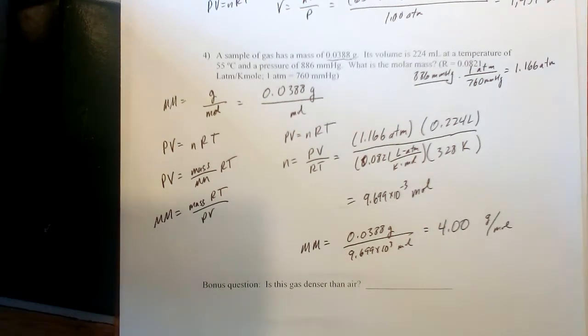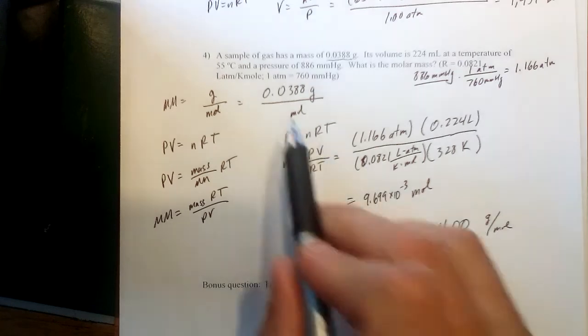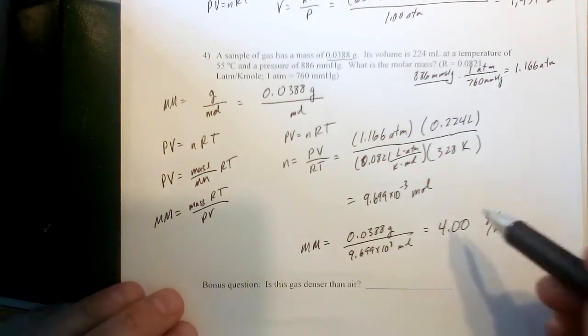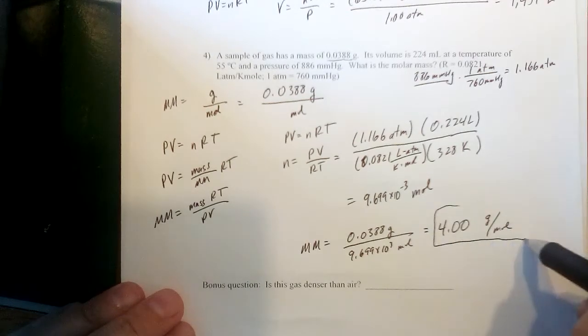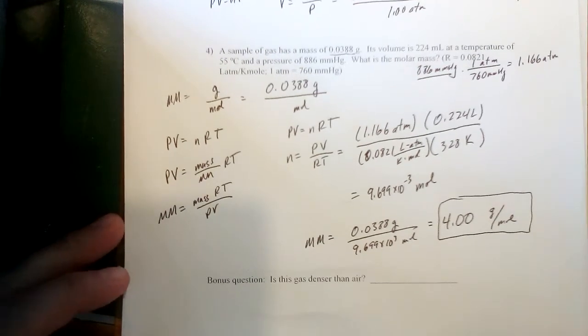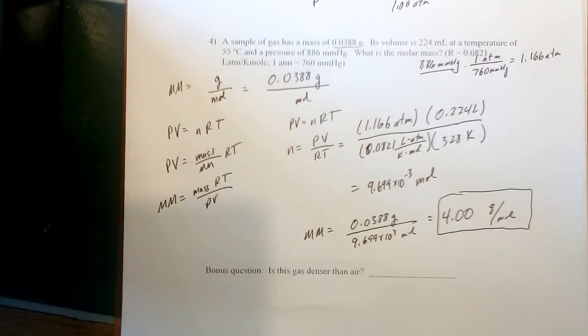Right? And to 3 significant figures, right? Looking back, everything is 3 significant figures. Our temperature is 3 when it's converted to Kelvin. That should also be 3 significant figures. So 4.00 grams per mole is our answer there for the molar mass of this gas.